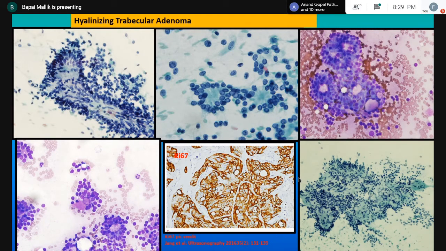but we have got our eyes open. If you come across one such case, and even now when we suspect a hyalinizing trabecular adenoma, we do run Ki67. This of course is not our case. This was a case which I got from the web, published by Chang et al. In ultrasonography.